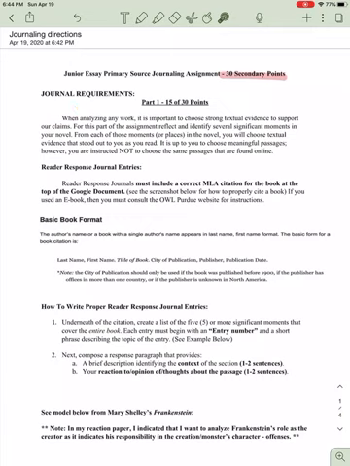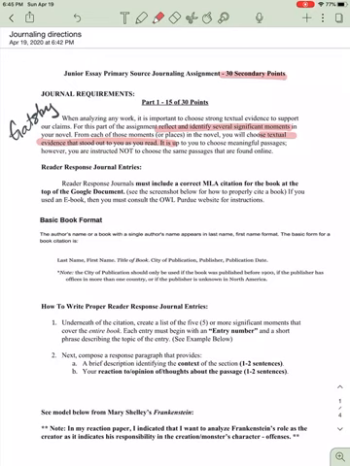We're looking right up here. When analyzing any work, it is important to choose strong text evidence to support our claims. So, for this part of the assignment, reflect and identify several significant moments. All right, now this is something that you should have been thinking about in your reaction paper in your novel. And again, the novel that we are doing is Gatsby. From each of these moments or places in the novel, you will choose text evidence that stood out to you as you read. So essentially, what specifically stood out to you that it became significant?